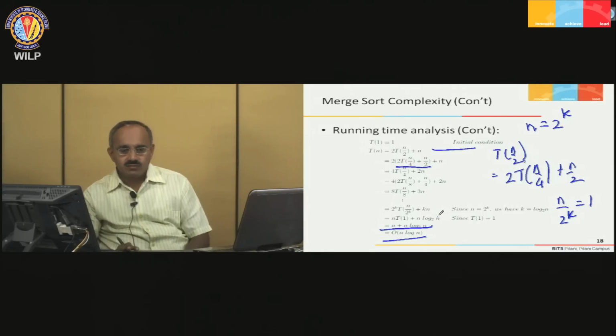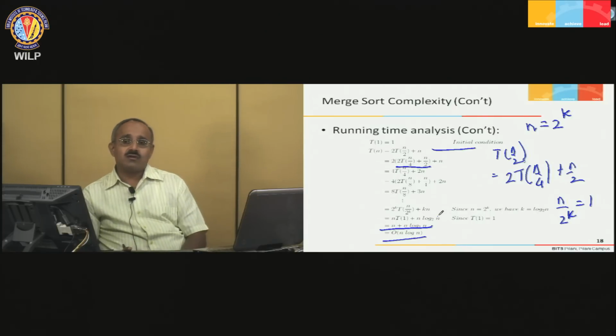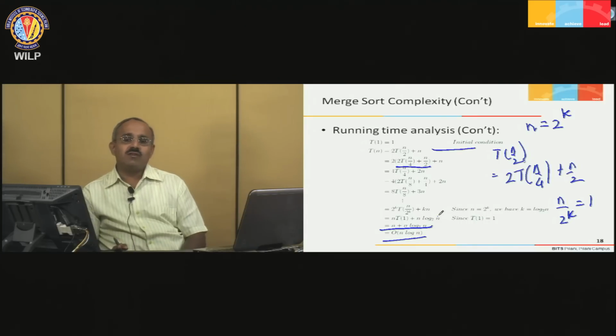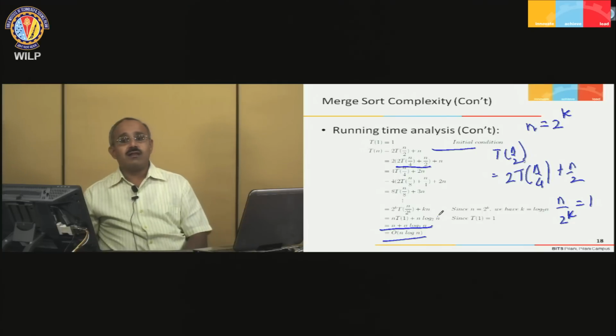Okay, so we have done this analysis for a particular case, which allows us to minimize our algebraic computations, but it can be shown that this can be extended to a general case when n is not a power of 2. So, what we observe is that the running time analysis is order n log n.